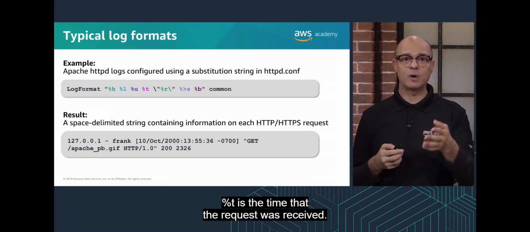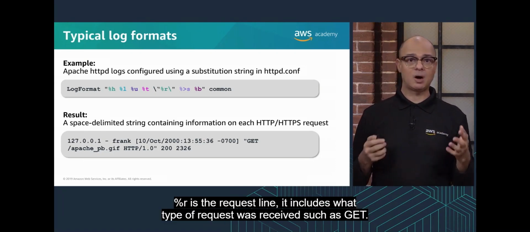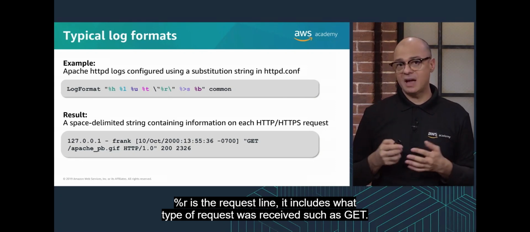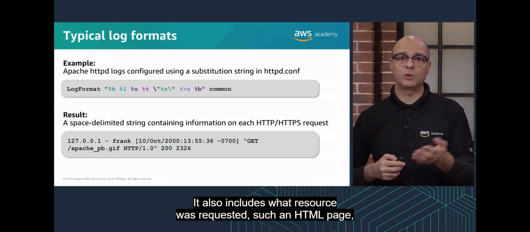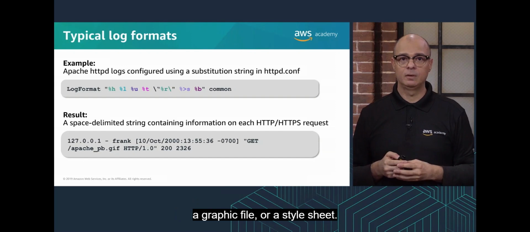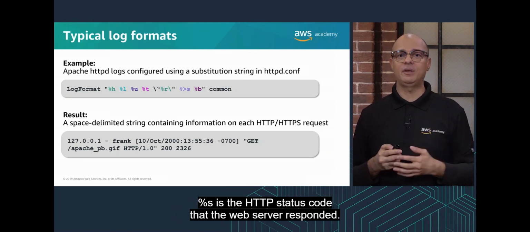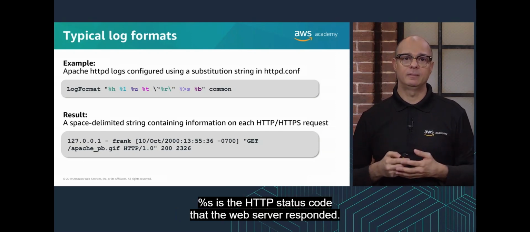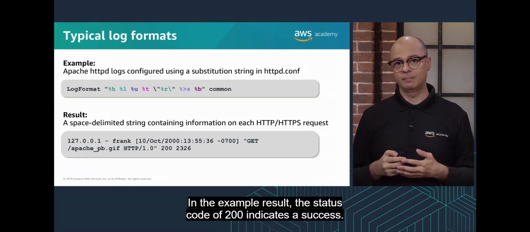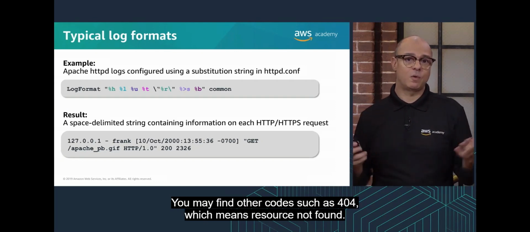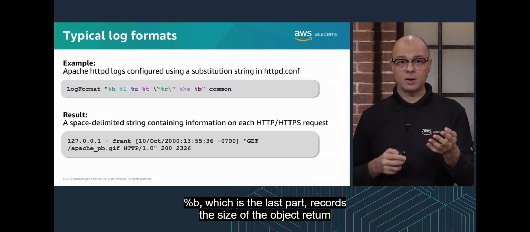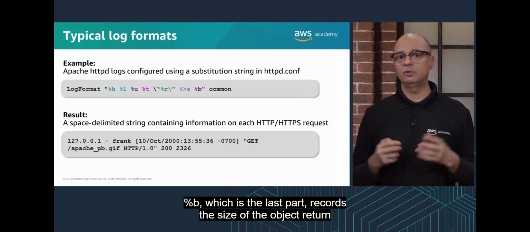%t is the time that the request was received. %r is the request line. It includes what type of request was received, such as GET. It also includes what resource was requested, such as an HTML page, a graphic file, or a style sheet. %s is the HTTP status code that the web server responded. In the example result, the status code of 200 indicates a success. You may find other codes, such as 404, which means resource not found. %b, which is the last part, records the size of the object returned to the requesting client.